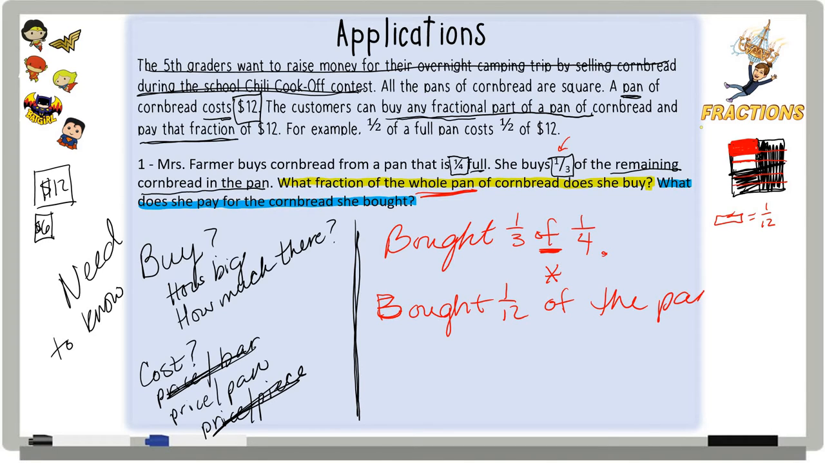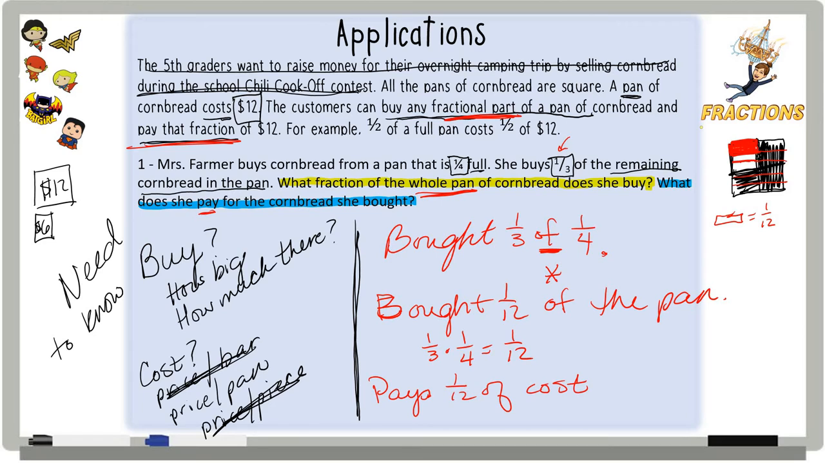Well, take a look at the math. Does that work? 1/3 times 1/4? Absolutely it works because we just multiply across the top. But now we need to know, what was the cost? What did she pay? Well, it was important to remember that any fractional part, they pay that fraction. So if she bought 1/12 of the pan, she pays 1/12 of the cost.